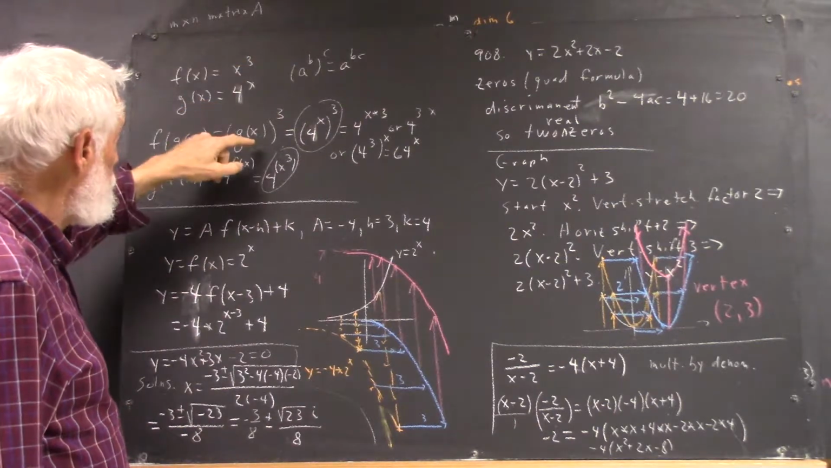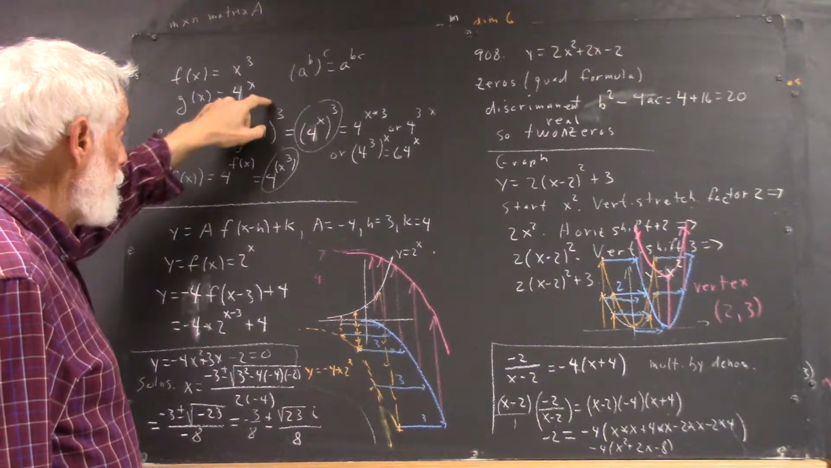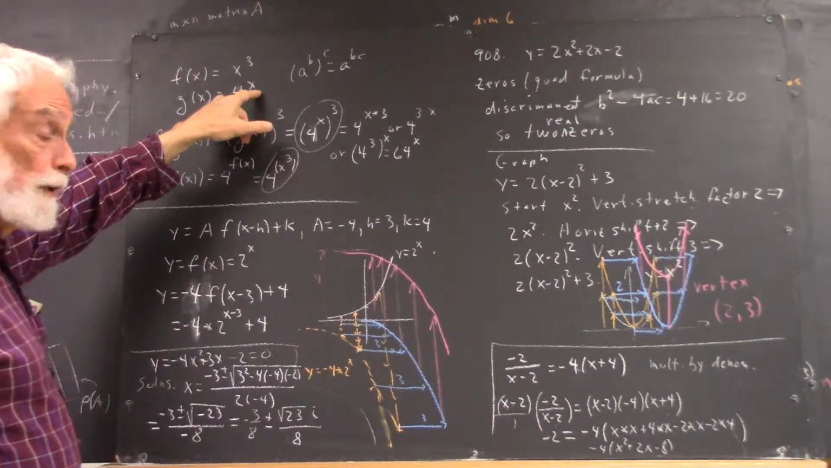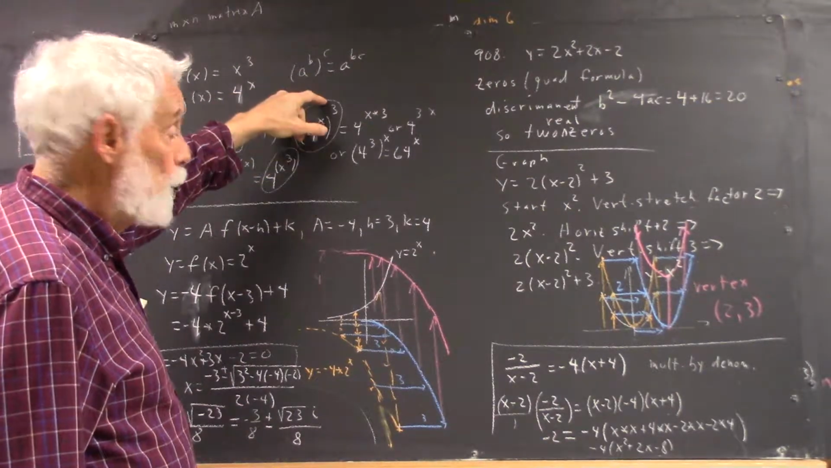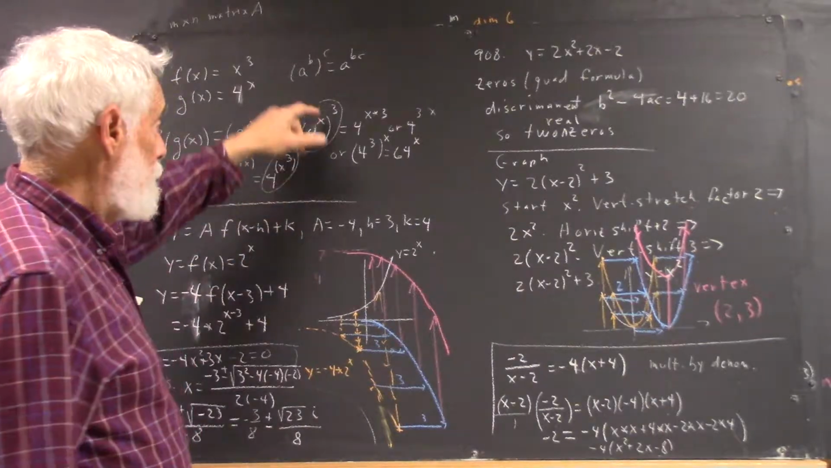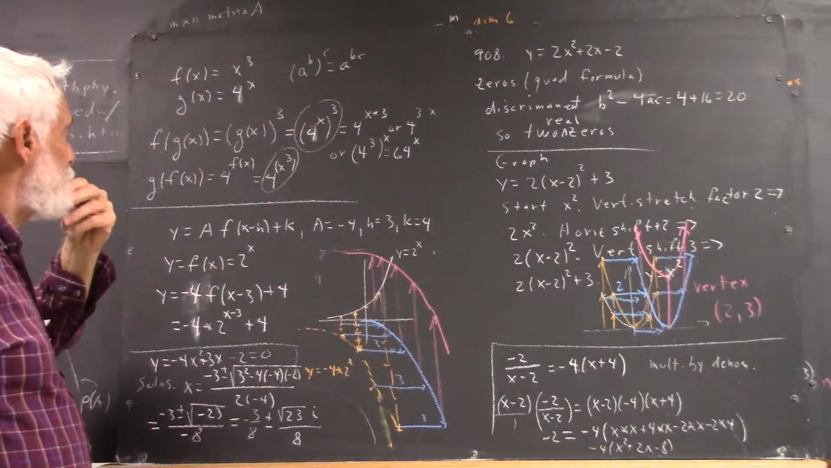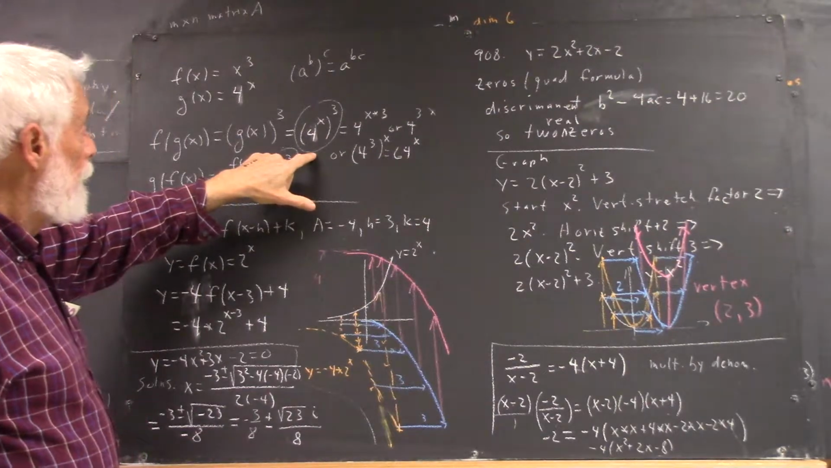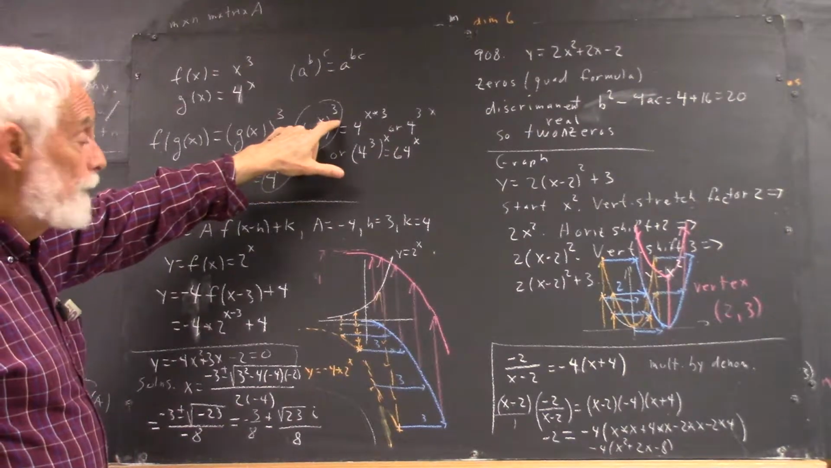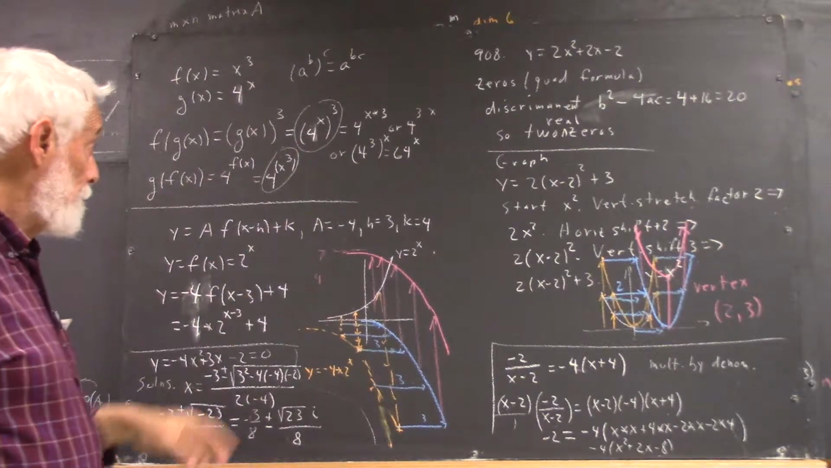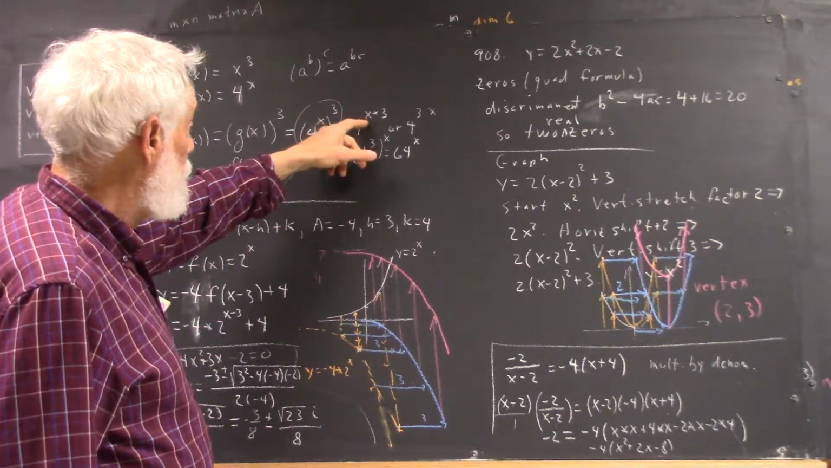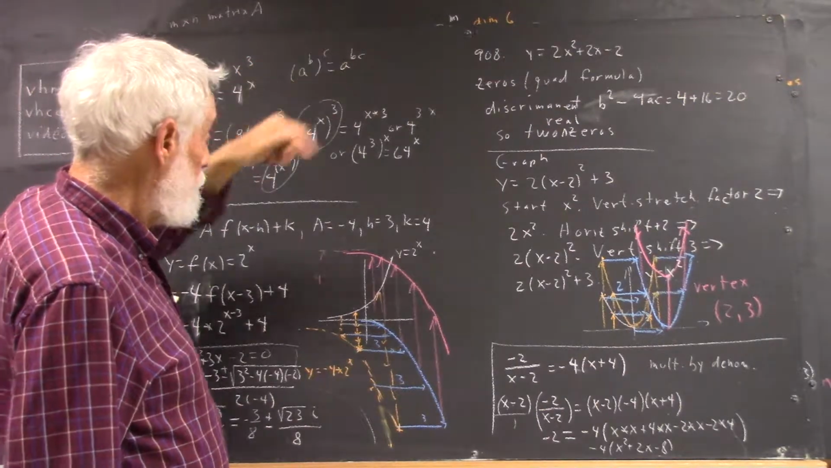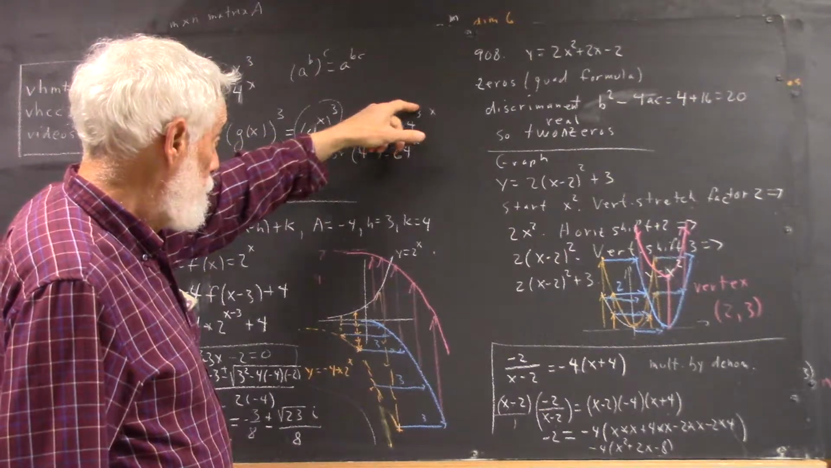We have x cubed, so we'll have quantity g of x cubed. Now, of course, g of x is 4 to the x, so that gives us 4 to the x cubed. And that's more or less a sufficient result. However, this can be simplified using the laws of exponents to 4 raised to the x times 3, because a to the b raised to the c is a to the bc, or 4 to the 3x.